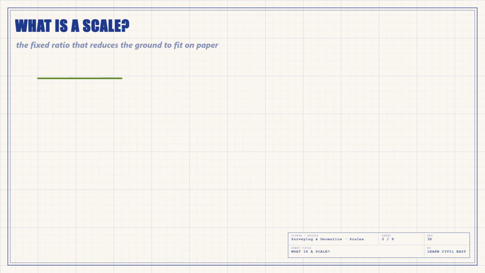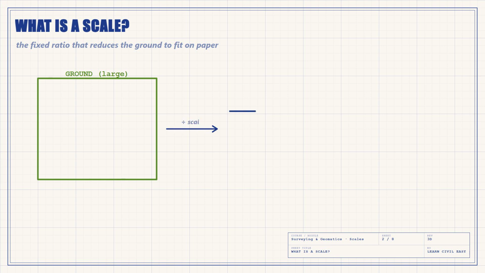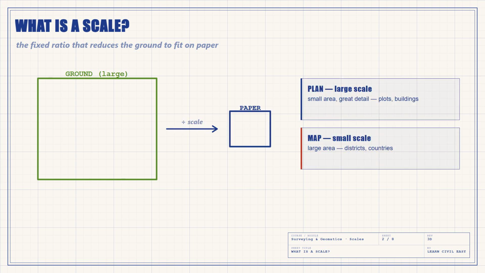So, what exactly is a scale? Think of it this way: the ground is enormous, but our paper is tiny, so we shrink the ground down by a fixed ratio until it fits neatly on the sheet. And that ratio, dear students, is the scale.